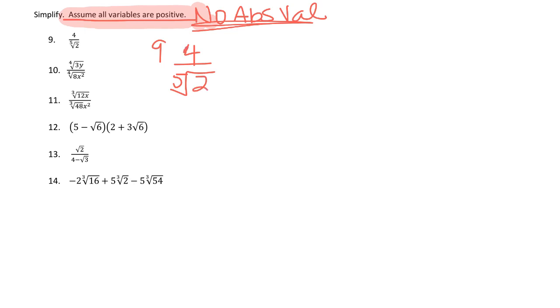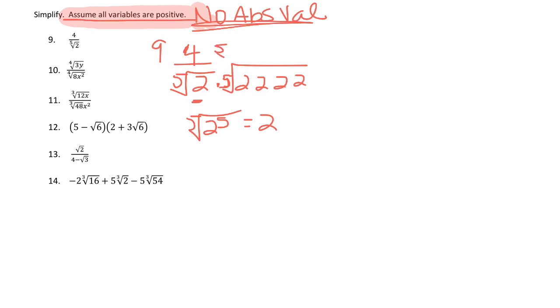And to do that, I need to multiply by the 5th root of something so that I have a perfect power of 5 underneath that radical. So in a 5th root, I'm looking for groups of 5. So I want 5 total 2's. I have one already, so I'm going to multiply by 4 more. And when I do that, I have the 5th root of 2 to the 5th, which equals 2. And that rationalizes my denominator.